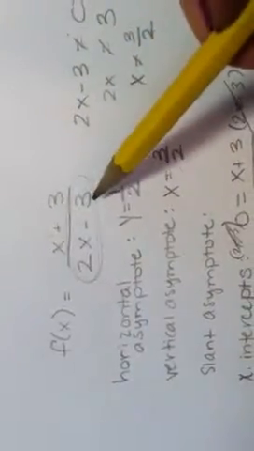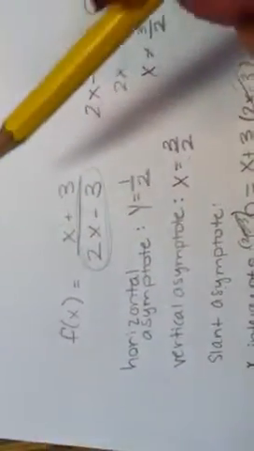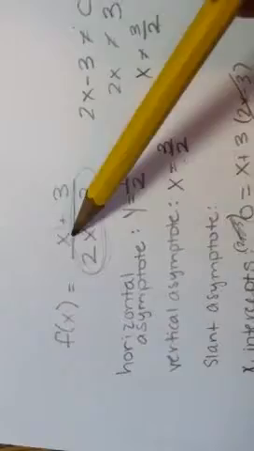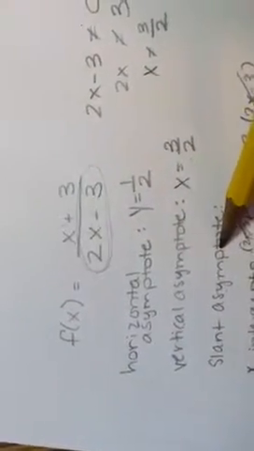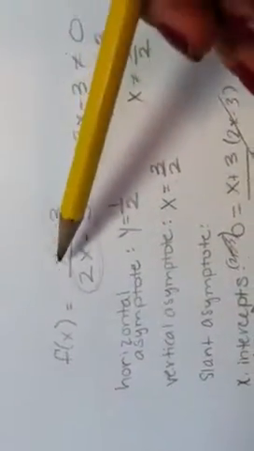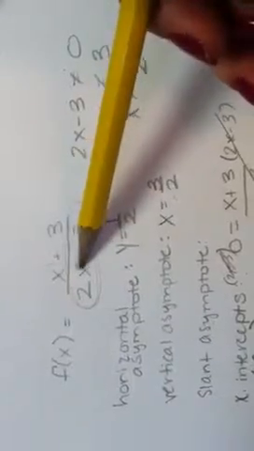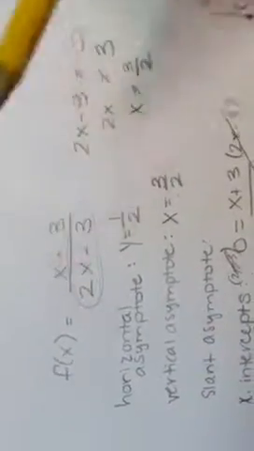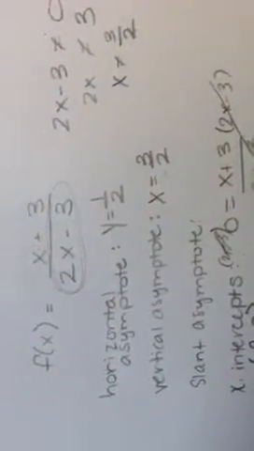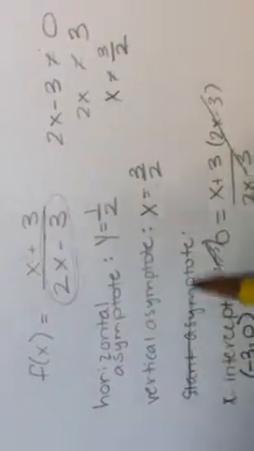I couldn't cancel anything out, so I don't have any holes. And the other thing that I can see is that I do not have a slant asymptote because the powers are the same. If the power were higher in the numerator, then that's where I would actually start dividing out to find a slant asymptote. So I can just cross that out.